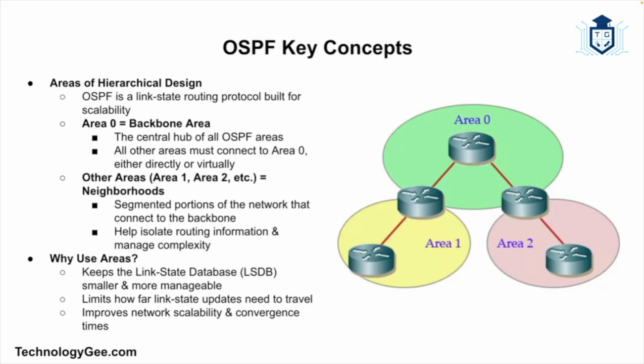All right, so let's tackle some of OSPF's important concepts in a way that actually makes sense. The first concept we're going to talk about is areas and hierarchical design. OSPF is designed to be scalable, and to do that, it breaks networks into areas. You have what is called area 0, the backbone area, and all other areas connect to it. The other areas, which could be area 1, 2, 3, etc., are like neighborhoods connected to the backbone. Now, why do we break these things into areas? Well, it reduces the size of the LSDB and limits how far link state updates have to travel. In other words, it essentially keeps things neat and efficient.